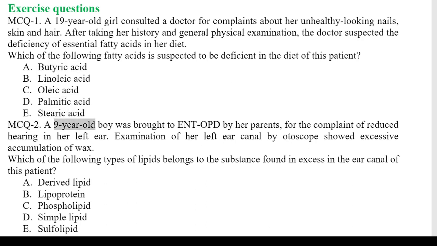MCQ 2. A 9-year-old boy was brought to the OPD by his parents for the complaint of reduced hearing in his left ear. Examination of his left ear canal by otoscope showed excessive accumulation of wax. Which of the following types of lipids belongs to the substance found in excess in the ear canal of this patient? Derived lipid, lipoprotein, phospholipid, simple lipid, sulfolipid.